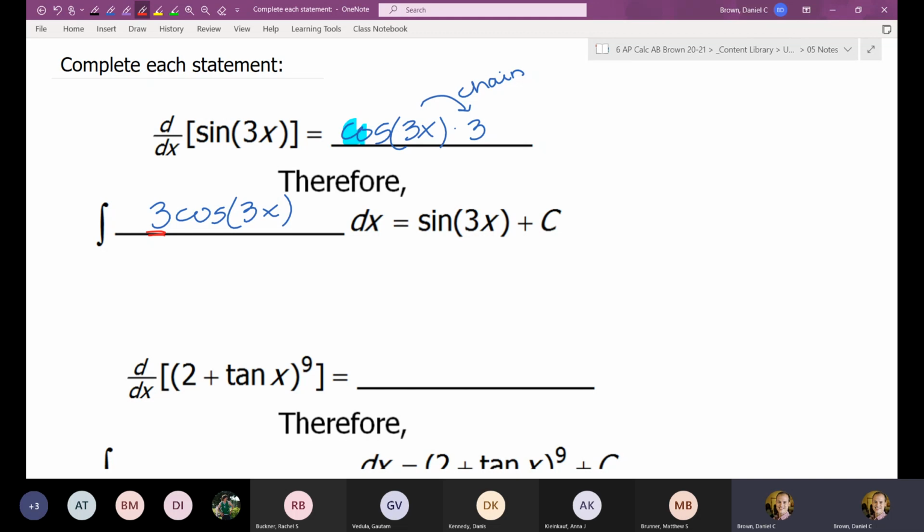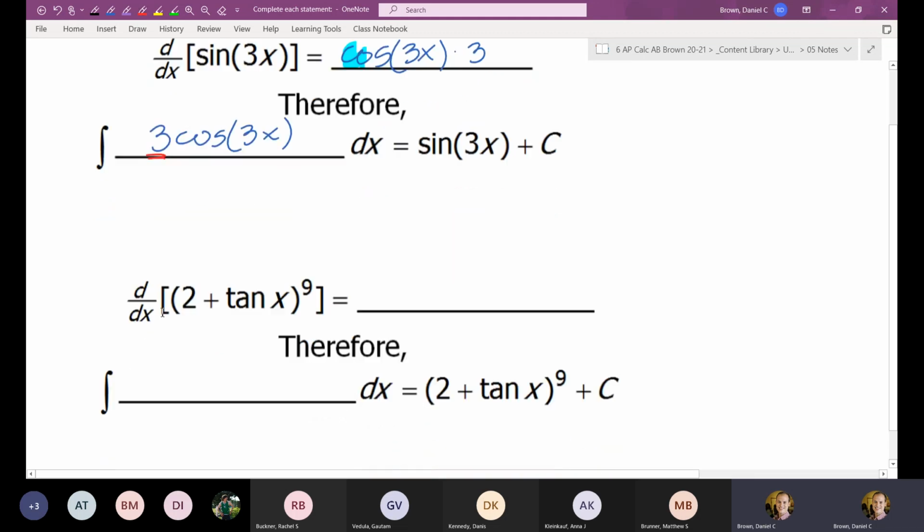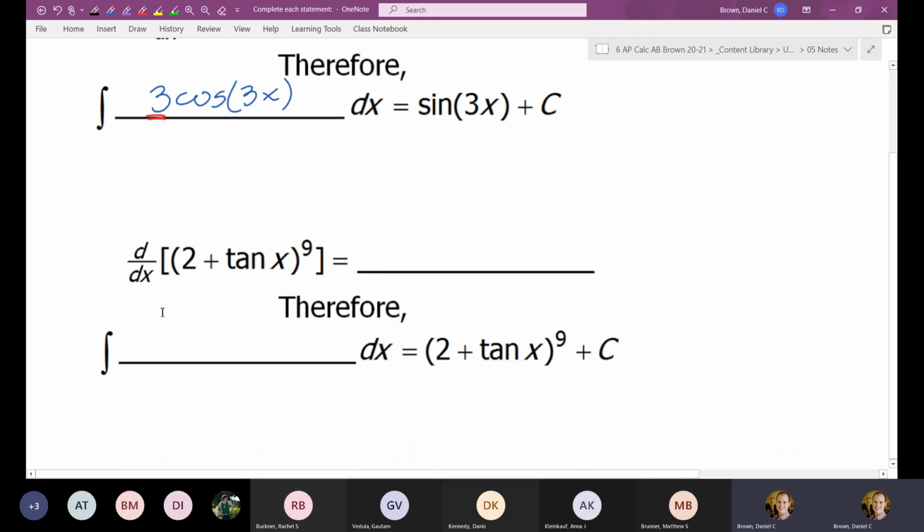So we're going to think of how we undo the chain rule, looking at some other examples, and then we'll slowly build to taking the integral. First semester, you learned how to take the derivative. So if I said take the derivative of 2 plus tangent of x to the 9th, you would know that 9 comes down in front. The inside stays the same. The new exponent would be 8, and then here's the chain rule. The derivative of the inside: 2 goes to 0, and the derivative of tangent is secant squared.